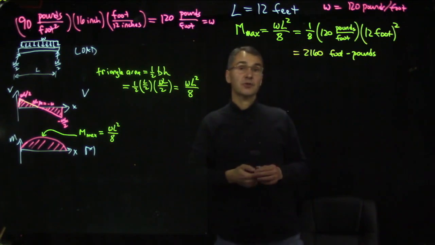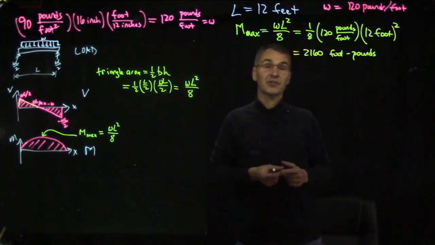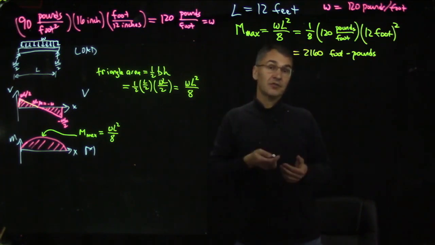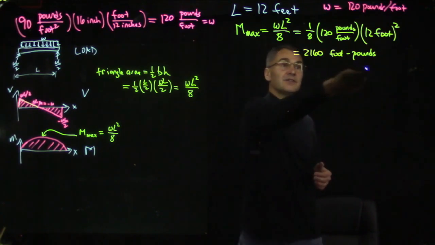A foot-pound is a unit of torque in US customary units. A foot-pound is also a unit of work or energy in US customary units, it turns out. Just like the Newton meter is a measure both of torque and of energy in SI units, the foot-pound is a unit both of torque and of energy in US customary units.